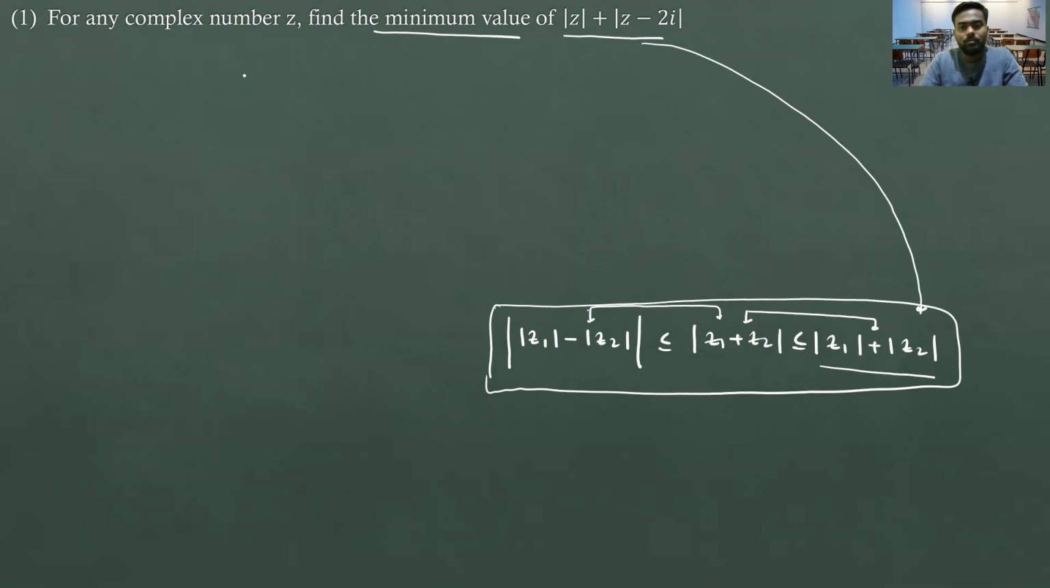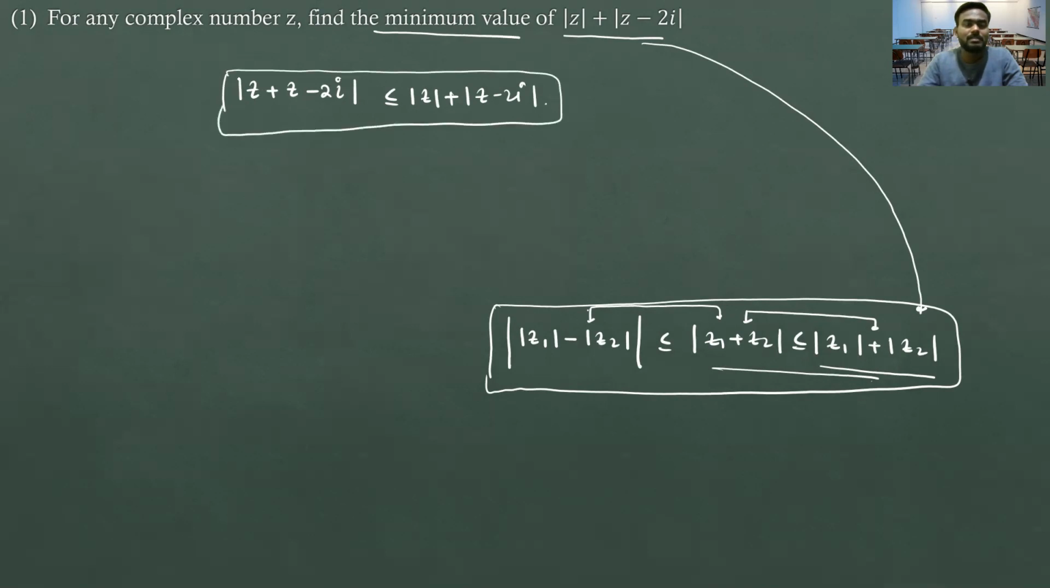So here you observe, can I write this using this portion? Can I write here modulus of z plus modulus of z minus 2i greater than or equal to modulus of z plus z minus 2i? Okay, now you observe when they are asking for a minimum value, they are asking for a quantity, they are asking for a number, they want a number, right? But are you getting a number here? No, right? We are not getting the number here.